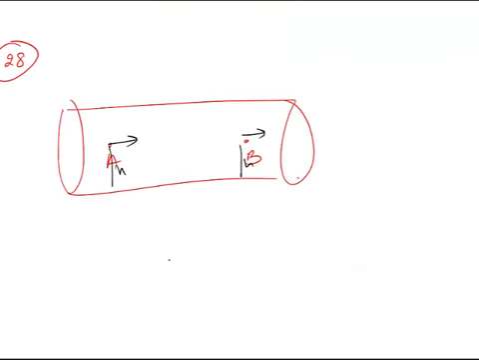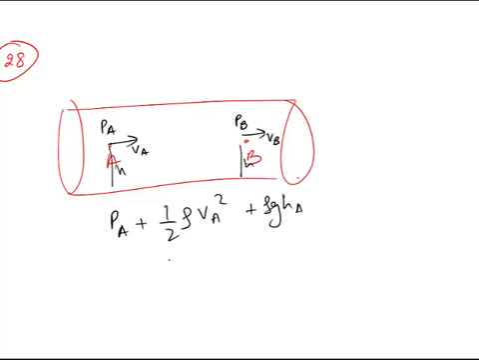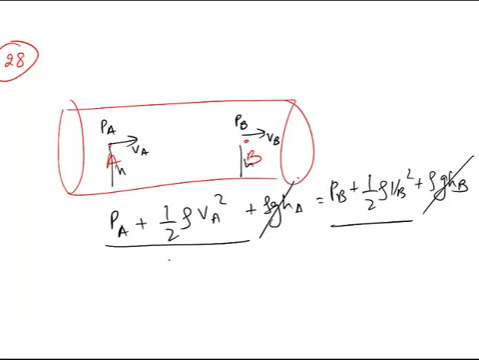Now in question number 28, water is flowing through a long horizontal tube. PA and PB are pressure at two different points, and you have to find the relationship between PA and PB. So let's say this is the pressure PA, this is the pressure PB. Here the velocity is VA, here the velocity is VB. Now let's try to write down Bernoulli's principle, which says PA plus half rho VA squared plus rho G HA must be equal to PB plus half rho VB squared plus rho G HB. And here we can say rho G HA, rho G HB will get cancelled because HA and HB are same. So we get PA plus half rho VA squared must be equal to PB plus half rho VB squared.